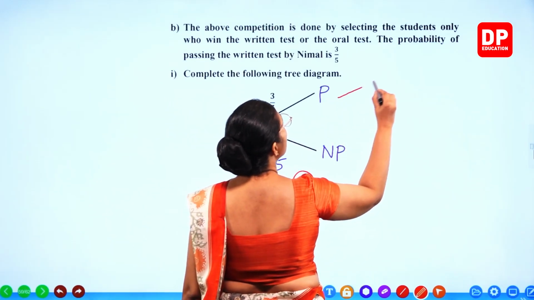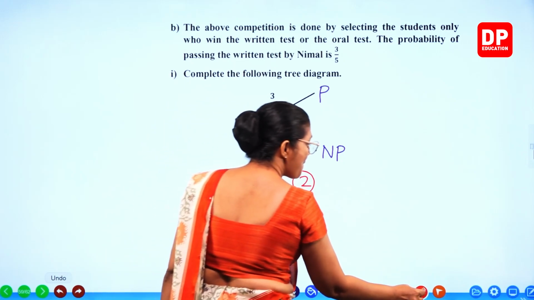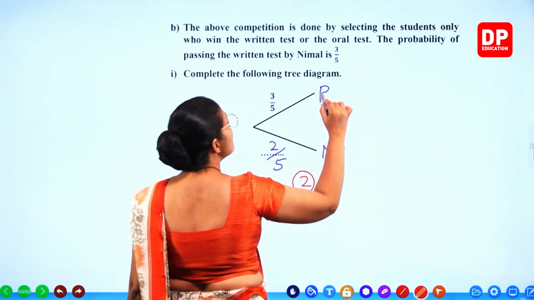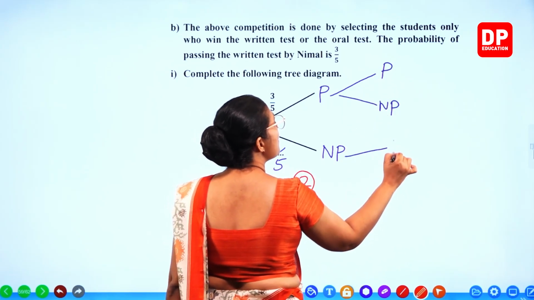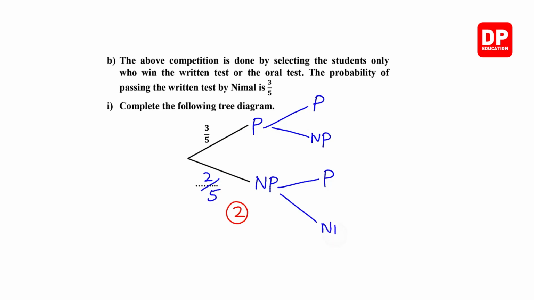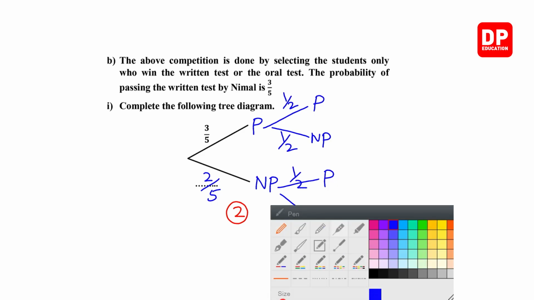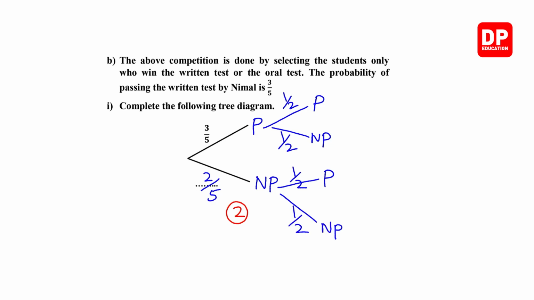If you take the oral, this can be pass or not pass, and this can be pass or not pass. And what is the probability of passing the oral exam? It's like half and half. It's equally likely. So that's the extended tree diagram. So you are getting 2 marks for that.